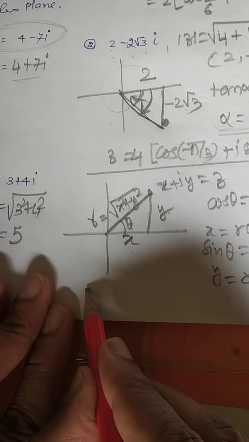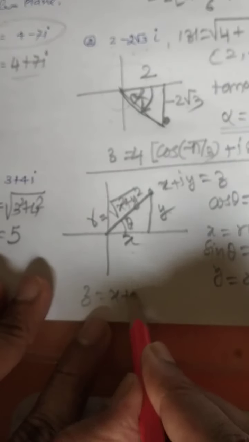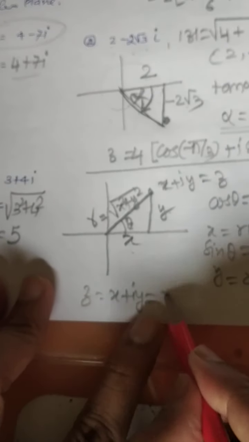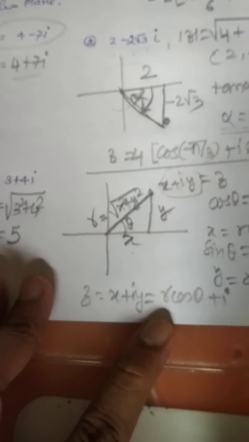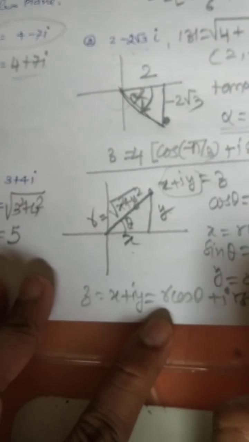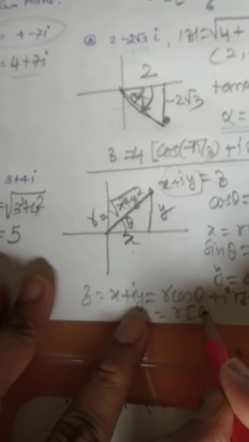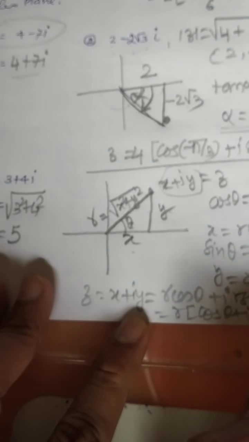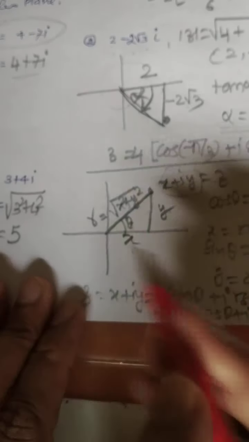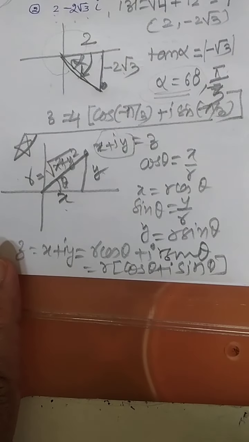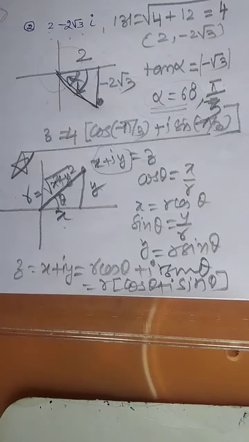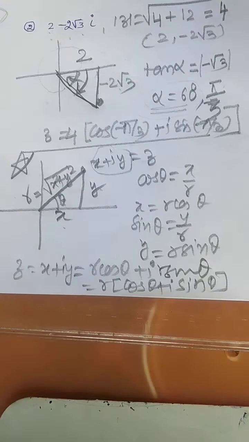What are you supposed to get? You are supposed to get x plus iy. I am just writing x. X means r cos theta, plus i as it is, and y is r sin theta. You can take r common. You will get r times cos theta plus i sin theta. So this is the rule I am trying to apply while converting the given complex number into polar form.